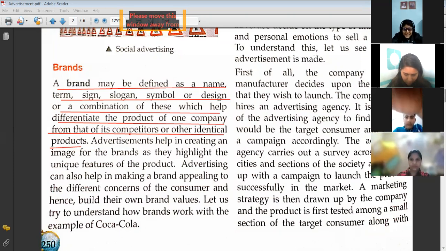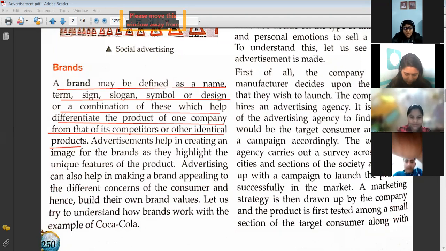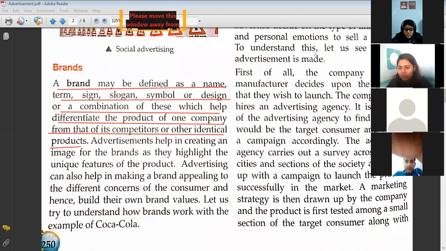Okay. Now let's see whether you are able to tell me that or not. Yes, the first one is Audi. Second one is Citroen. Third one is Volkswagen.